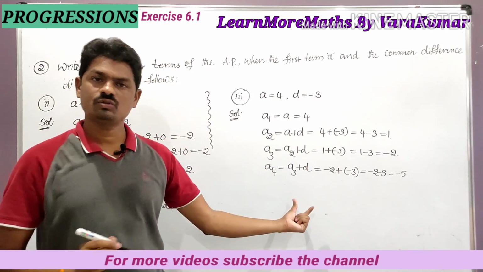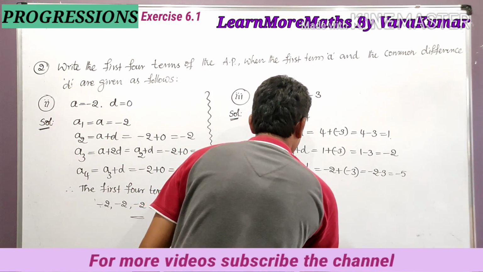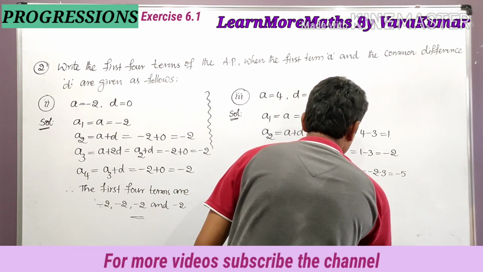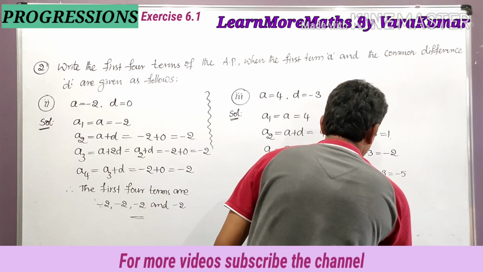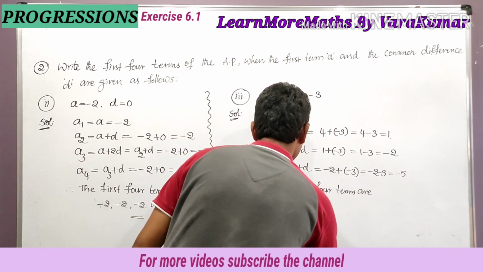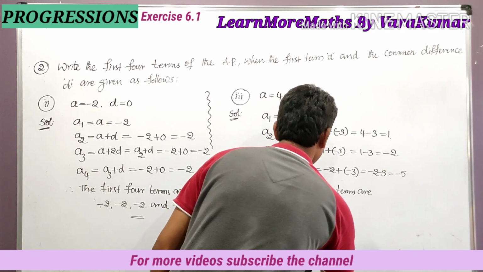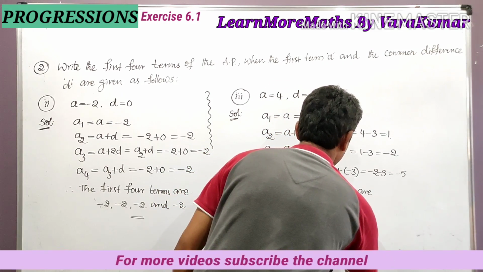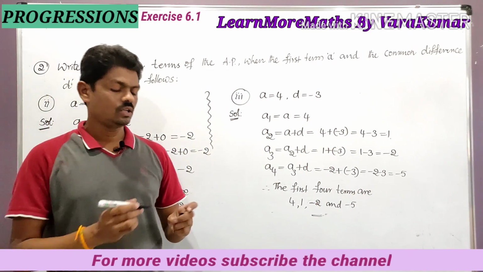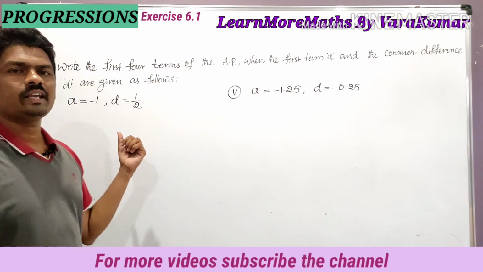So these are the first 4 terms, student. What are the first 4 terms? 4, 1, minus 2 and minus 5. So these are the first 4 terms in the third bit, student. So next we have the fourth one. Student, the fourth bit in the second problem.